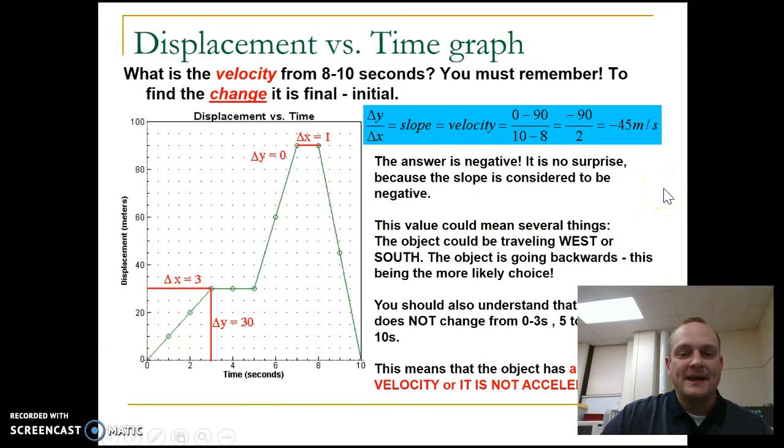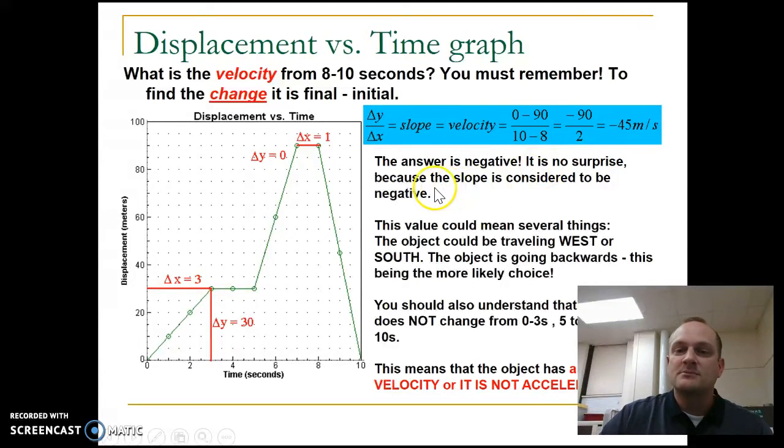What is the velocity from 8 to 10 seconds? From 8 to 10 seconds, now I've got this line going down. This is going to wind up being a negative slope, so I'm going to have a negative velocity. I take the final position minus the initial, 0 minus 90. I divide it by the time interval, in this case 2 seconds. So negative 90 over 2 is negative 45 meters per second.